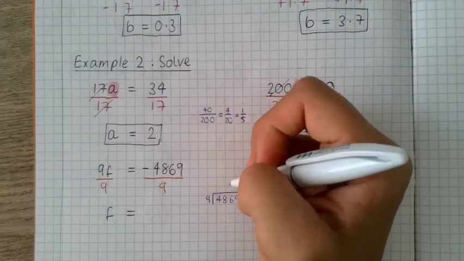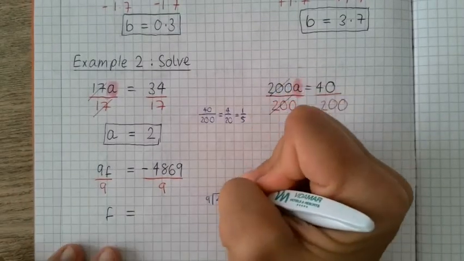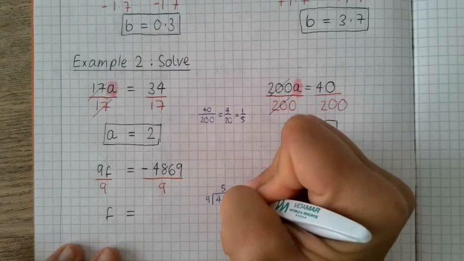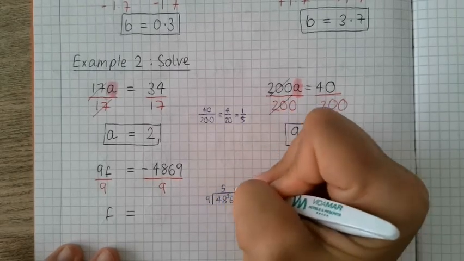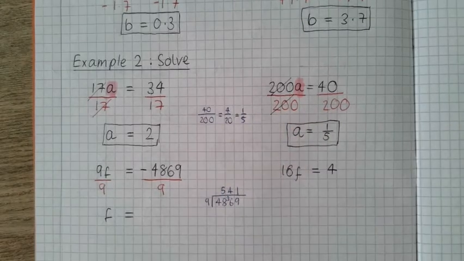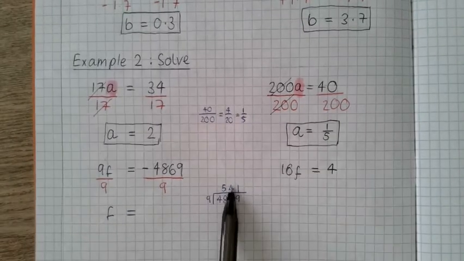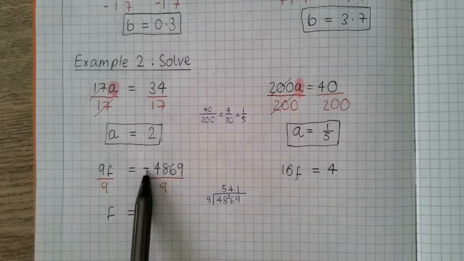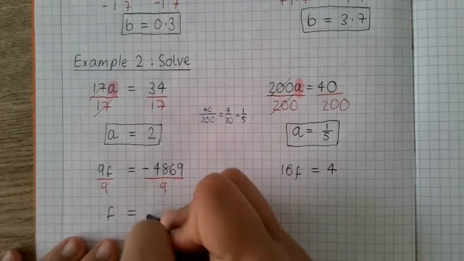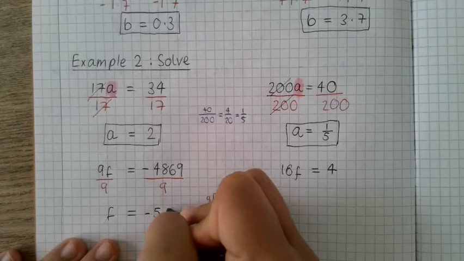Oh, 9 times tables are failing me. 45, so that's 5, remainder 3, and then 9 into 36 is 4, and 9 into 9 is 1. Okay, phew, that was embarrassing. So 541, but just remember we had a negative divided by a positive, which gives us a negative answer. So it's negative 541.